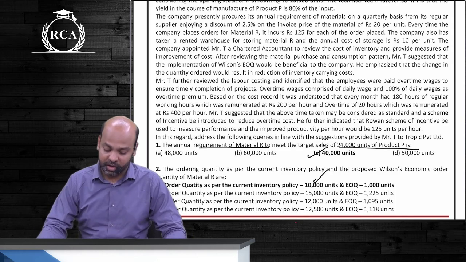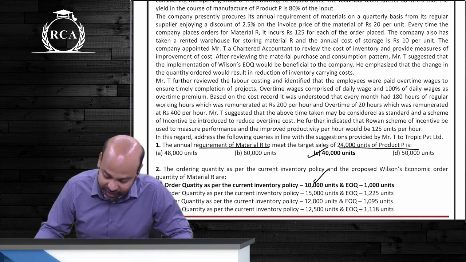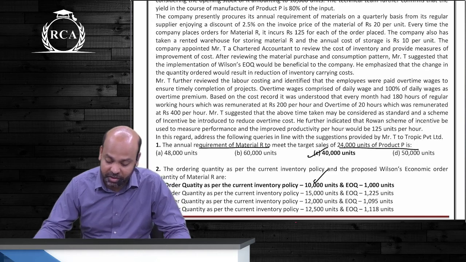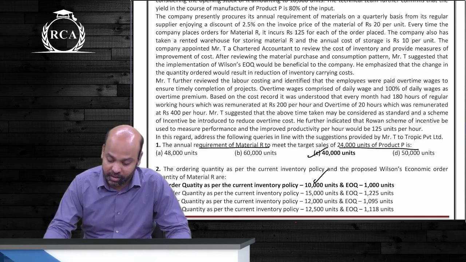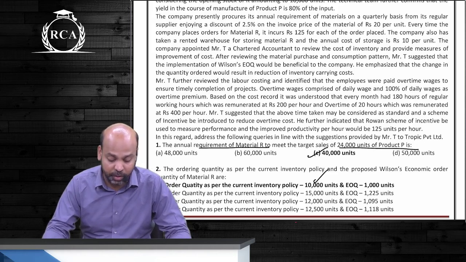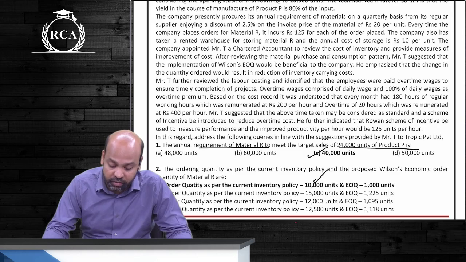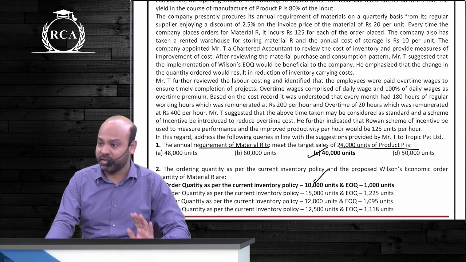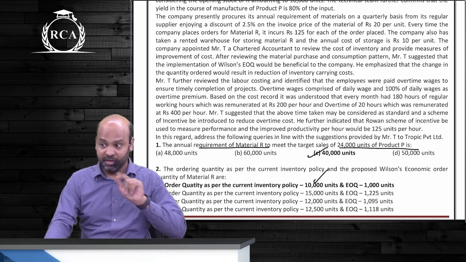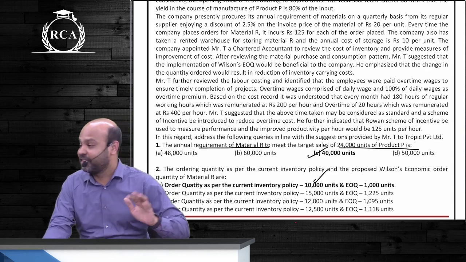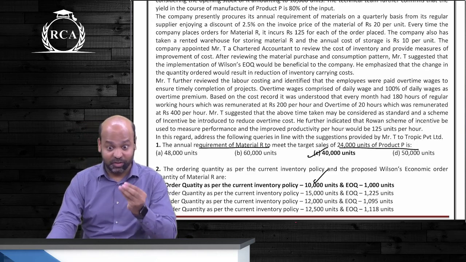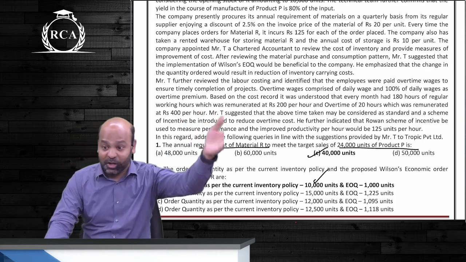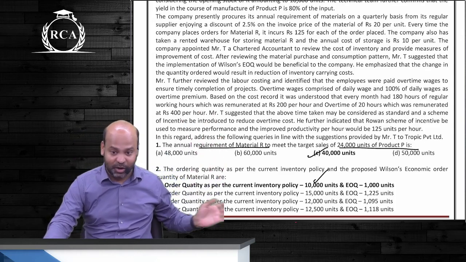The company appointed Mr. T, a young chartered accountant, to review the cost of inventory and provide measures of improvement of cost. After reviewing the material purchase and consumption pattern, Mr. T suggested that implementing Wilson's EOQ would be beneficial to the company. There's only one EOQ, guys, and that is Baumol's EOQ. I don't even know who Wilson is. It is William J. Baumol's model. This is what we have learned everywhere: in FM cash management model, in economic batch quantity, and in economic ordering quantity.